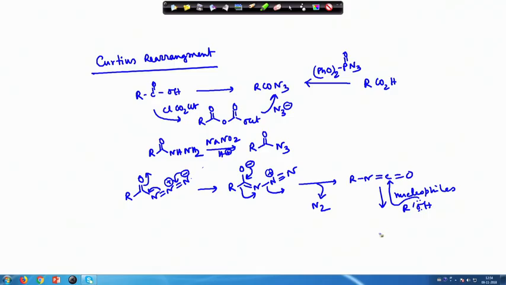can attack over here, and then finally, you will get this desired product. It could be acid, and if it is water, then the decarboxylation will give you finally the corresponding amines. So, in this way various types of nucleophiles can react with this isocyanate and give you different products. Okay.